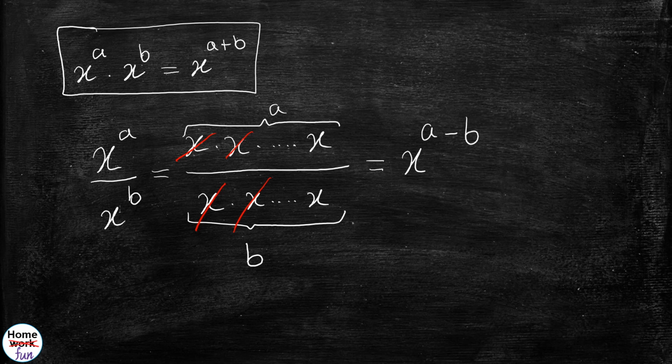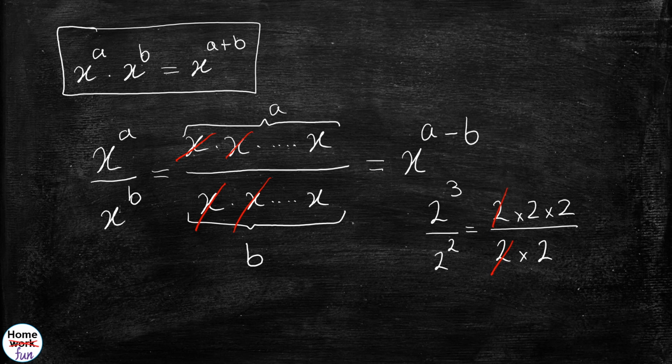For example, let's say you have 2 to the power of 3 divided by 2 to the power of 2. So 2 to the power of 3 is 2 multiplied by itself 3 times, and 2 to the power of 2 is 2 multiplied by itself 2 times. So these two at the bottom cancel with the top. This with this, that with that, and then the answer is just 2 to the power of 1. In other words, 1 is just 3 minus 2.